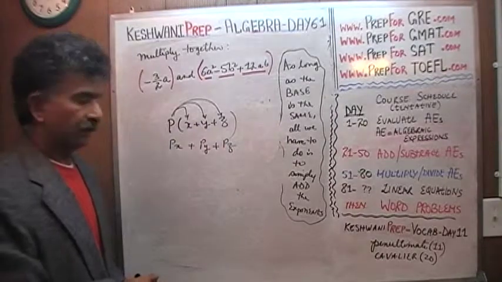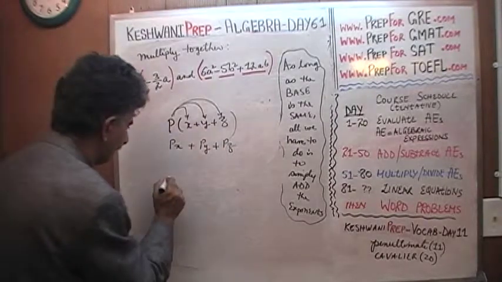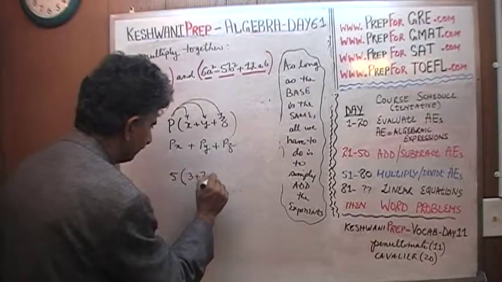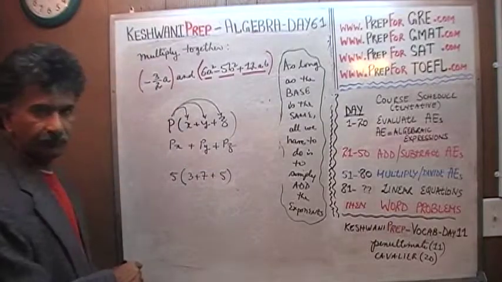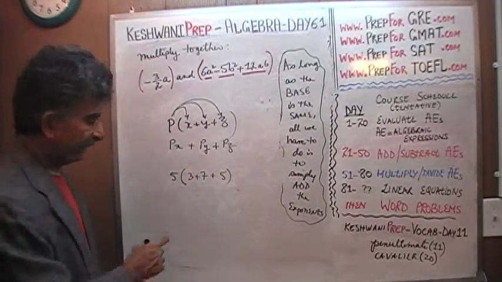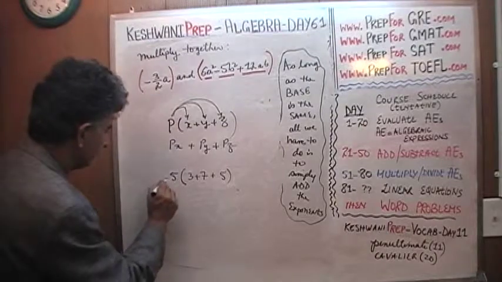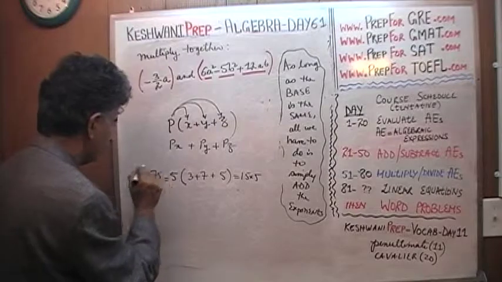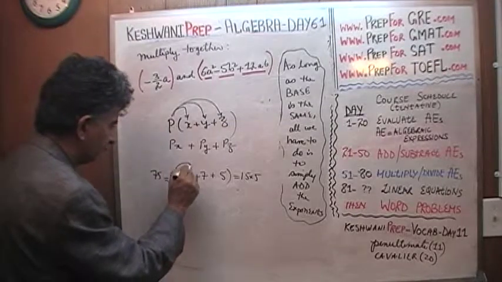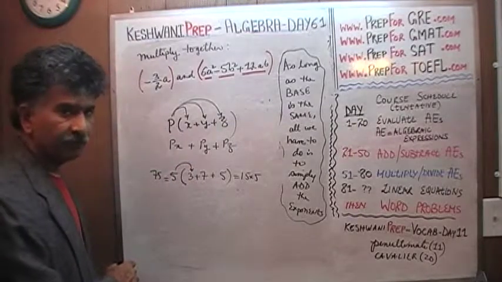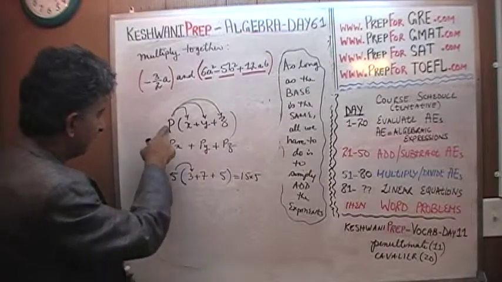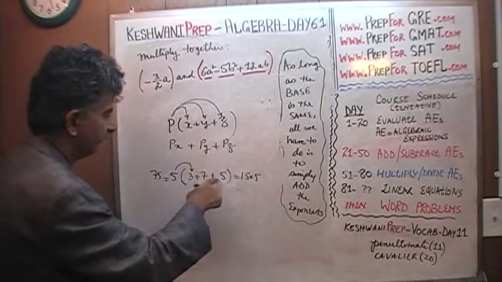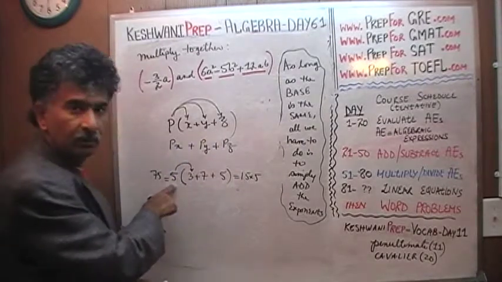That's all. Let me give you a numerical example. If you're asked to multiply 5 times 3 plus 7 plus 5, well, 3 plus 7 is 10, 10 plus 5 is 15. So this quantity is basically 15 times 5, which is 75. So if you open the parentheses, we will get exactly that. We will distribute 5. So in this scenario, our p is 5, our x is 3, our y is 7, and our z is 5. And we're going to distribute this 5 here.